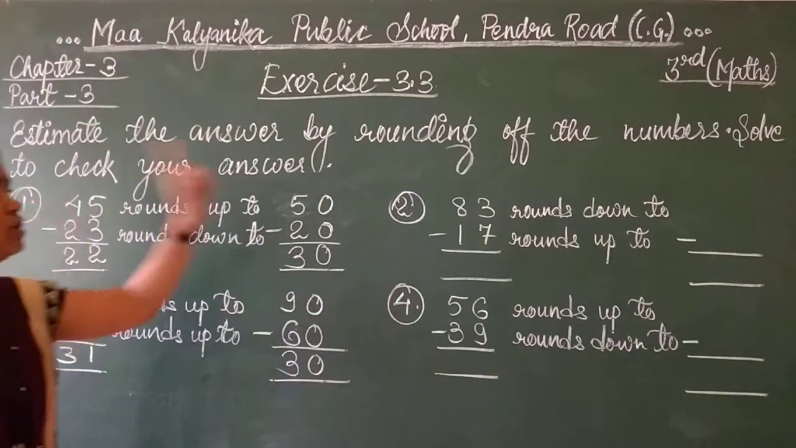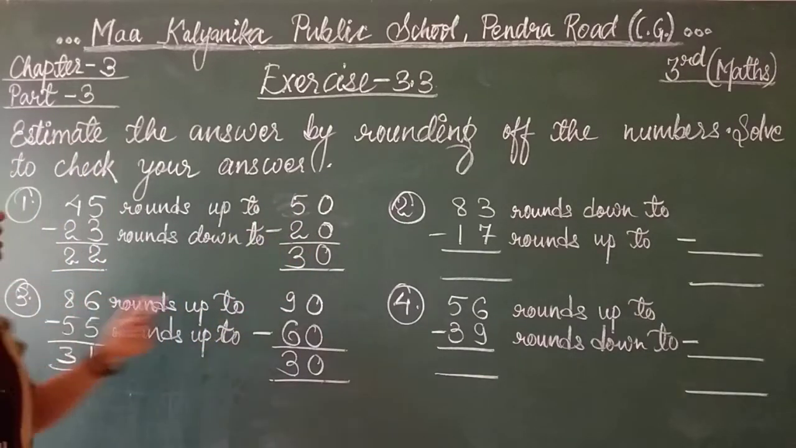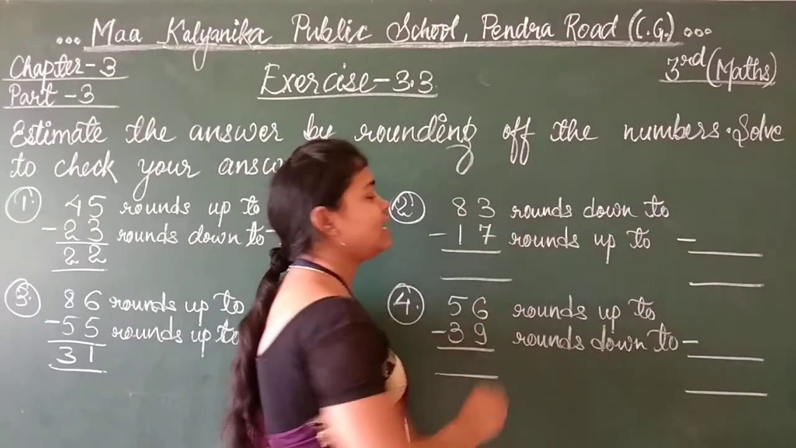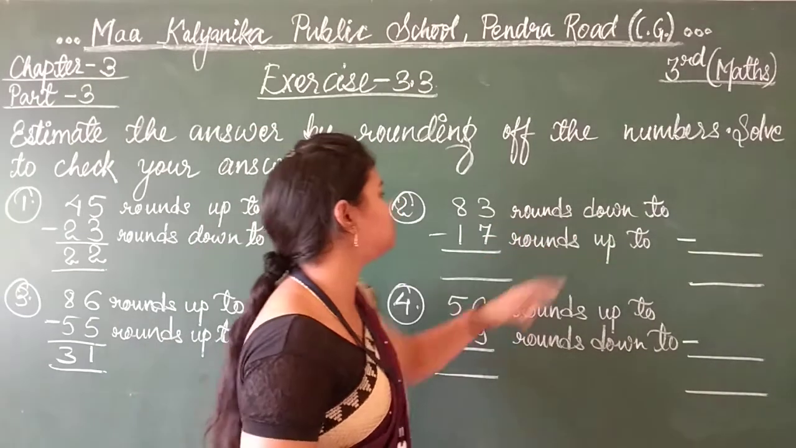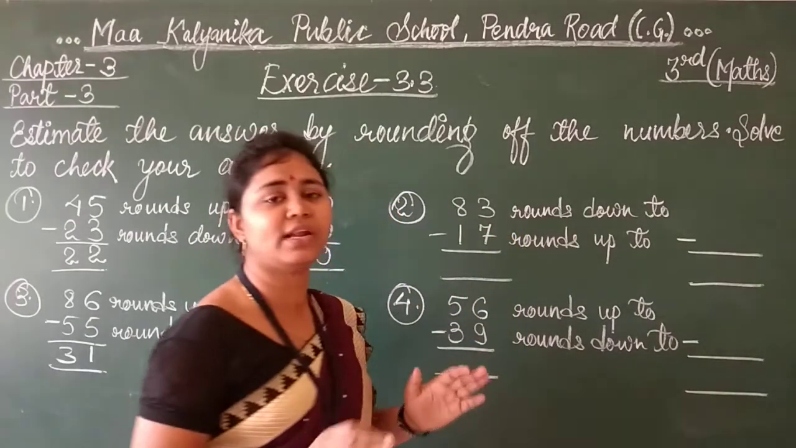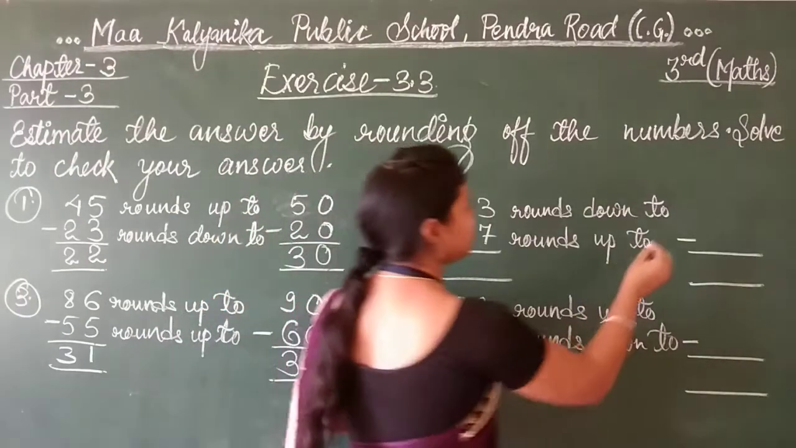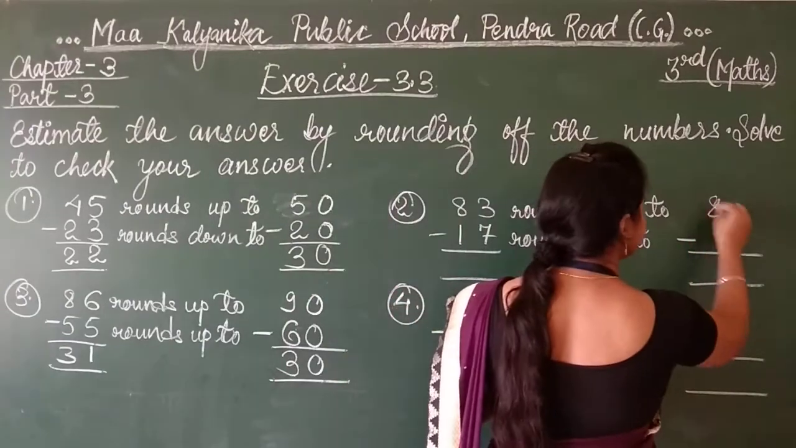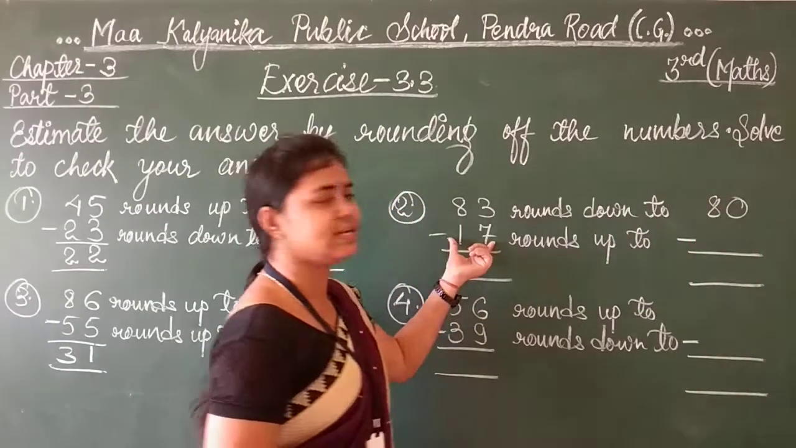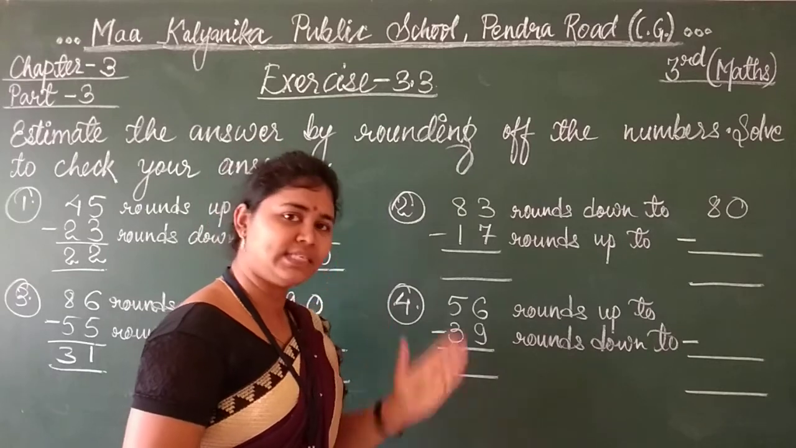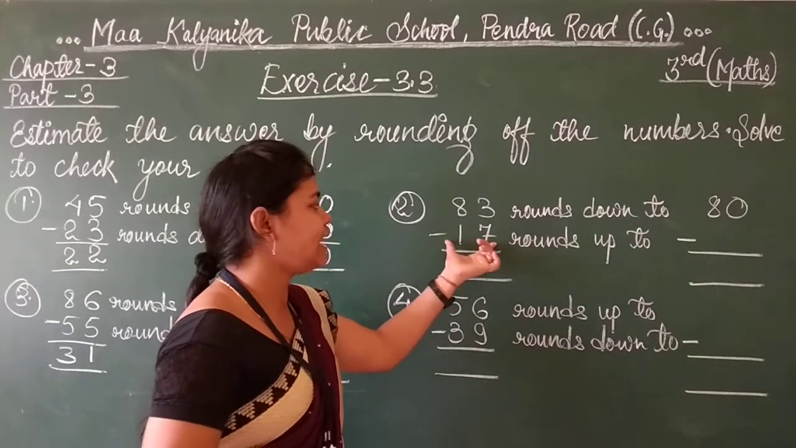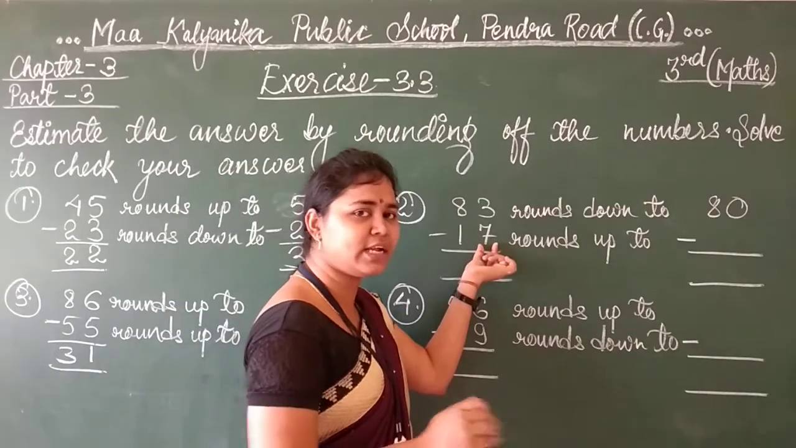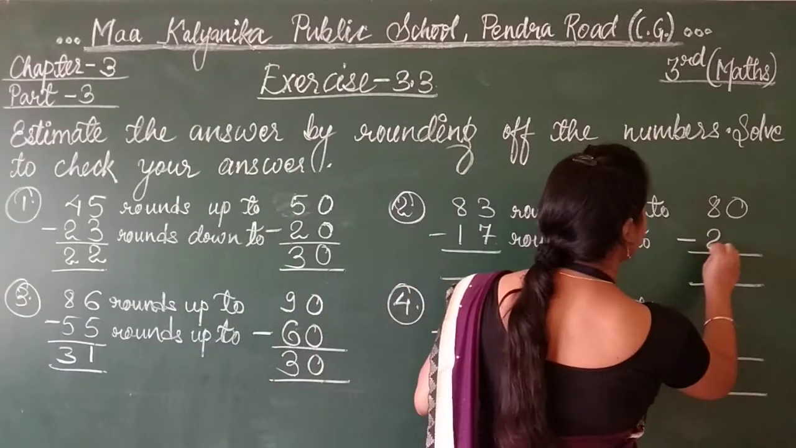First one is here. 1, 2, then 3, then 4. We have solved 1 and 3. Now we are solving 2 and 4. 83. 83 will round down to. So 83 will come in the range 80 and 90. So simply students, 3 is there, so we will take 80. Now 17. 17 will come in the range 10 and 20. In this range only 17 comes. So now 7 is there. So we will take 20, not 10.